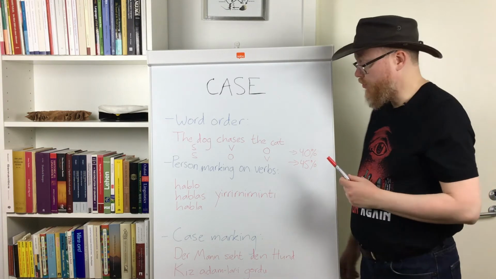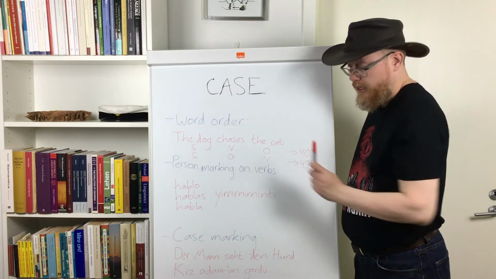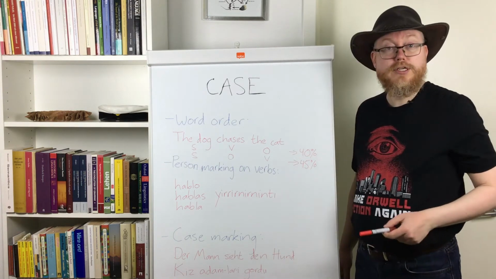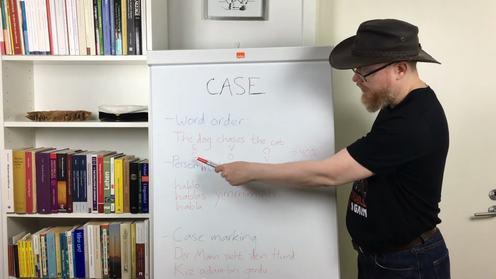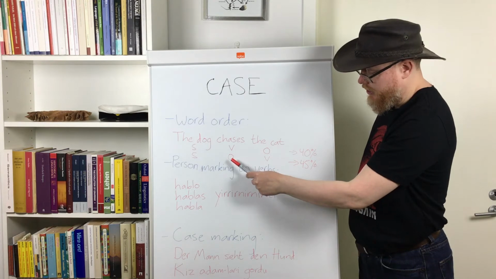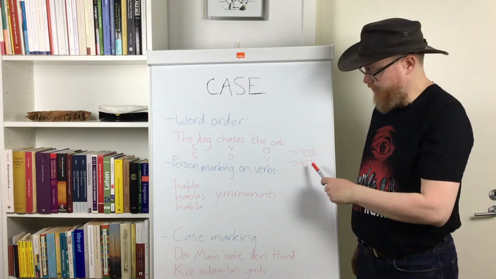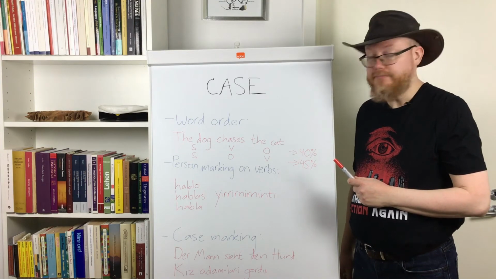The only other word order that is more common is this one, illustrated by this Turkish example at the bottom, which I will get back to. So here we have subject, and then object, and then verb in 45% of all languages.